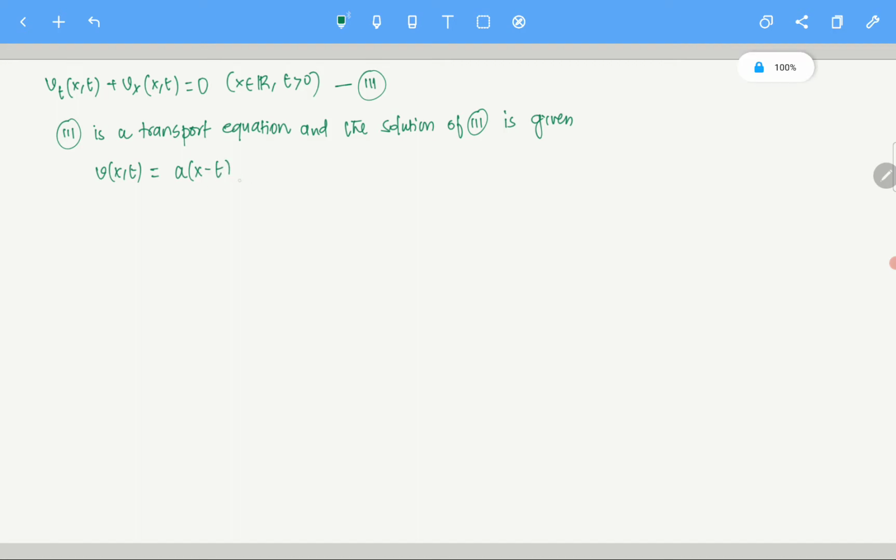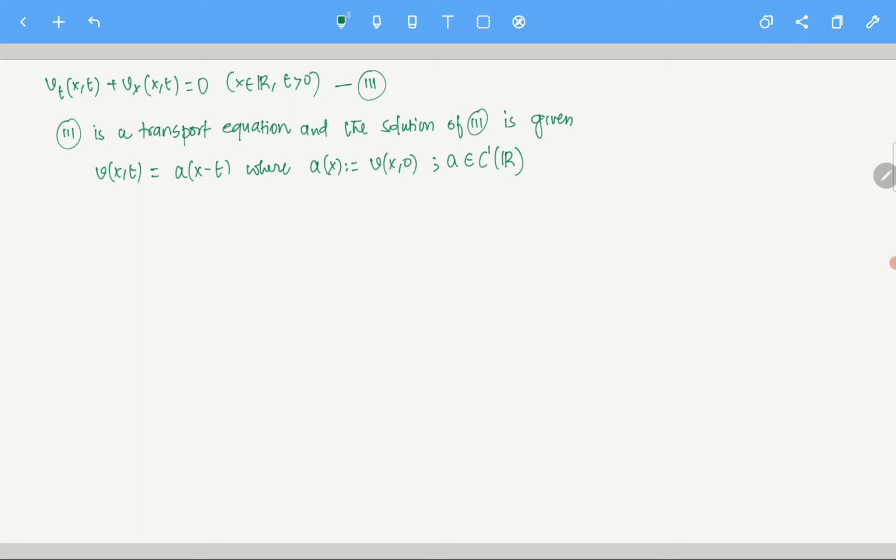Here a(x) is going to be defined as the value of v on the line x0. This is a transport equation and the solution is given by some function of x minus t. Of course, here a is in C1 of R, that is given. So that is your v.